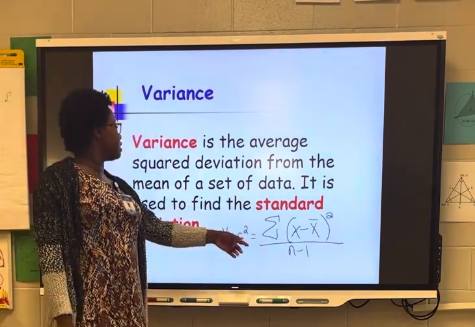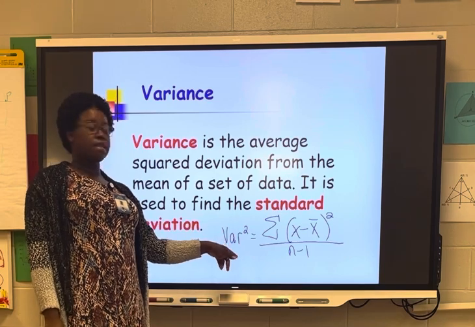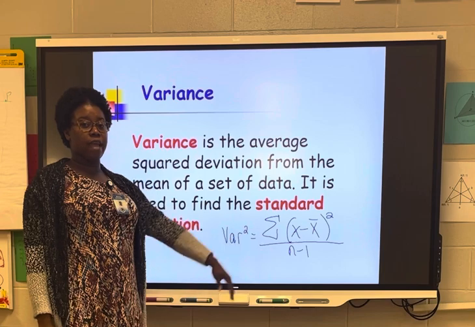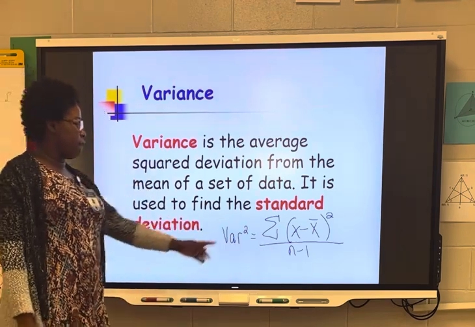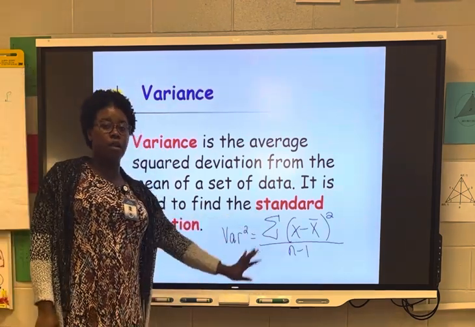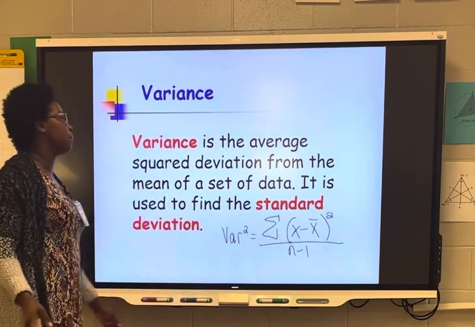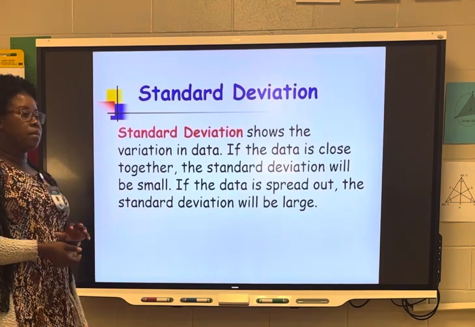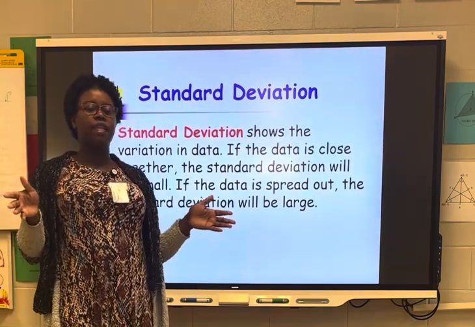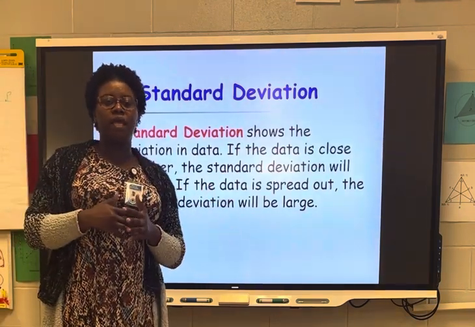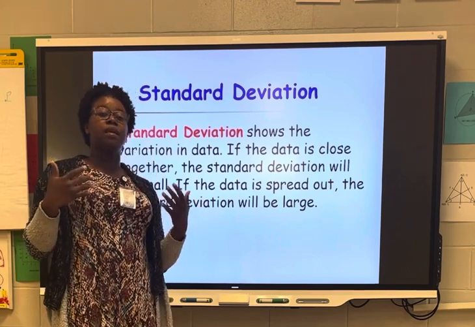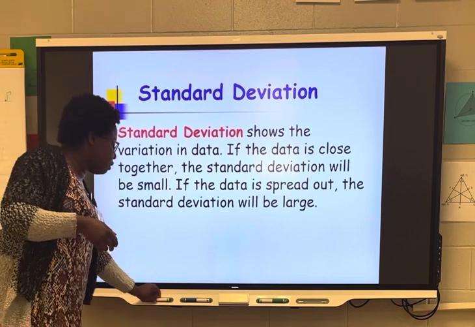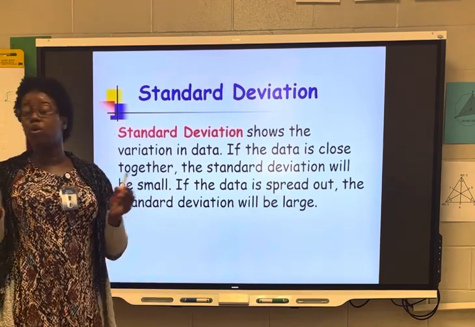Variance has another short form that is called sigma squared. And from the variance formula you can find standard deviation by finding the square root of all of this section right here. I'll get to that soon. So standard deviation basically shows the spread of your data values from the mean when your data is normal, when it's considered to be symmetrical. So it tells you how far the data values are and how close they are.